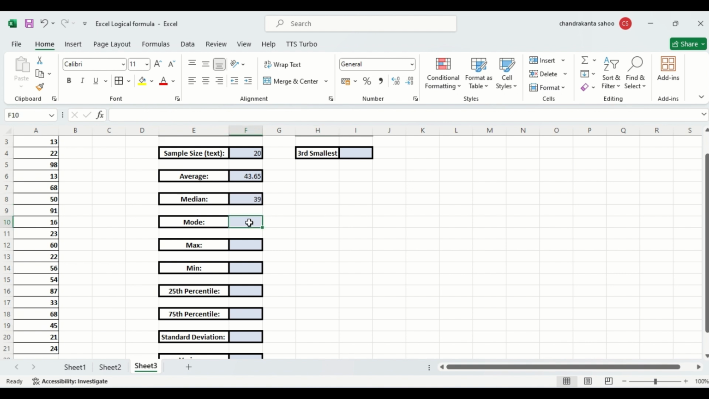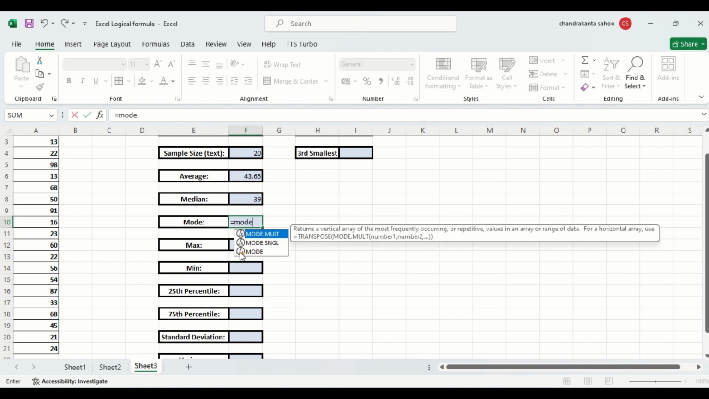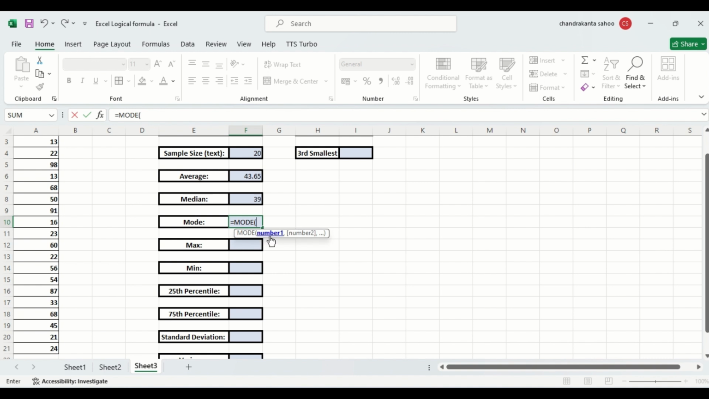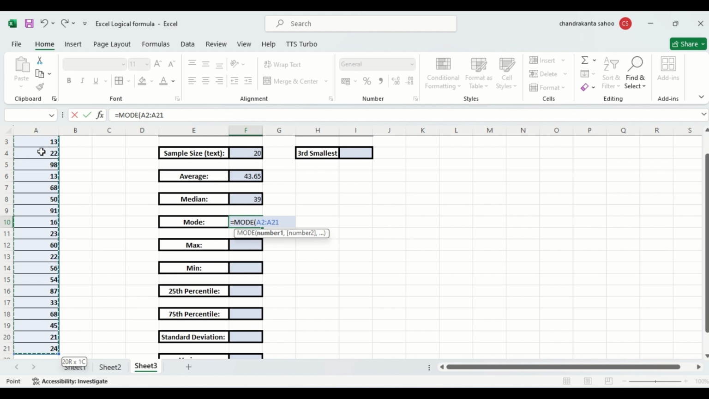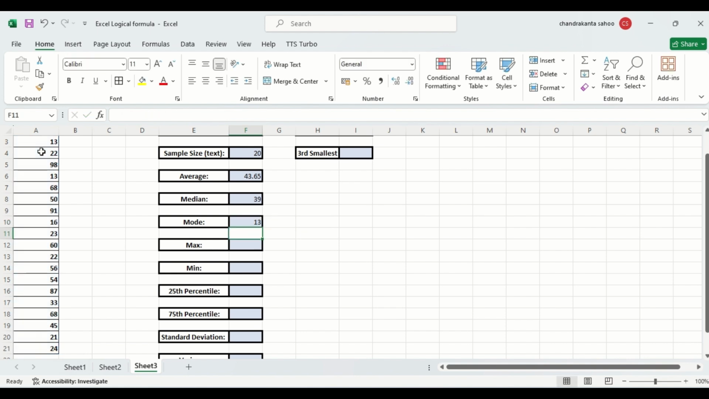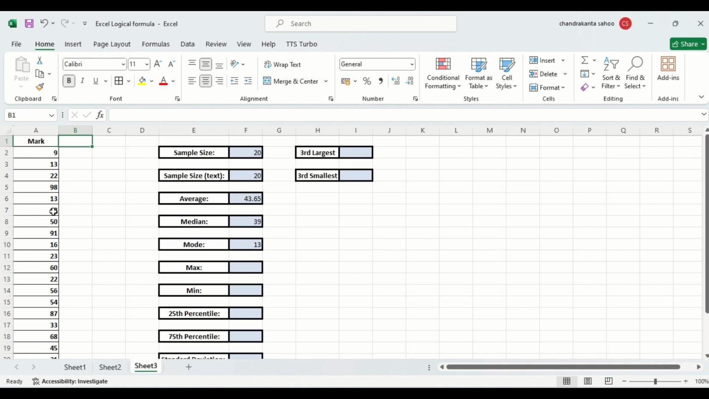This mode, what is this mode? Mode tells us the value that is repeated the maximum number of times. So equal to, you can write mode. This is number one, number two. Once again, we select the data range, close bracket, hit enter. This is 13, repeated the maximum number of times. It is 13 and 13, two times it has been repeated. Suppose what will happen, suppose I write here.